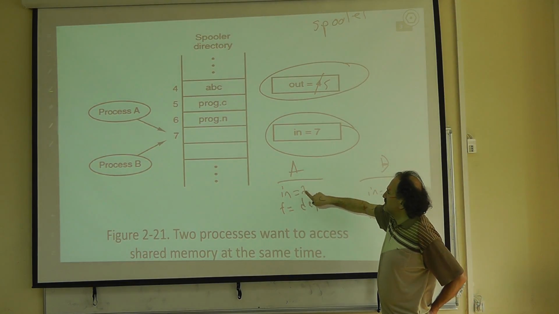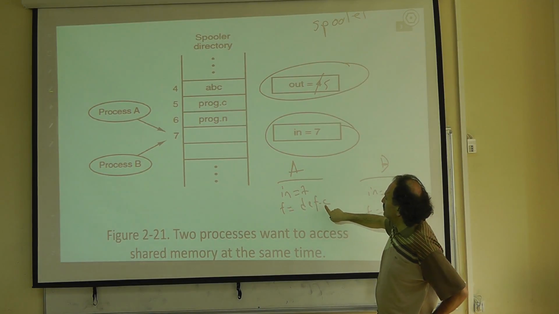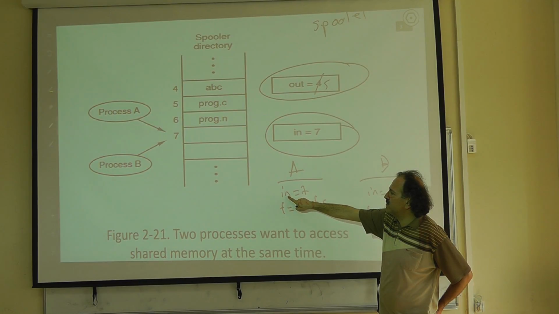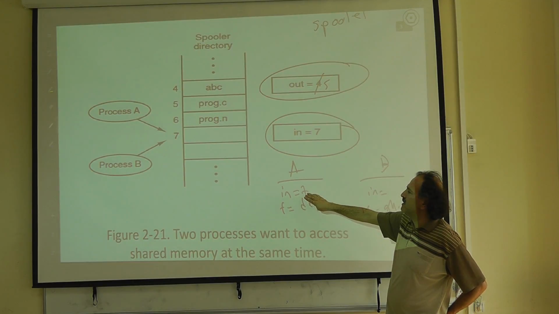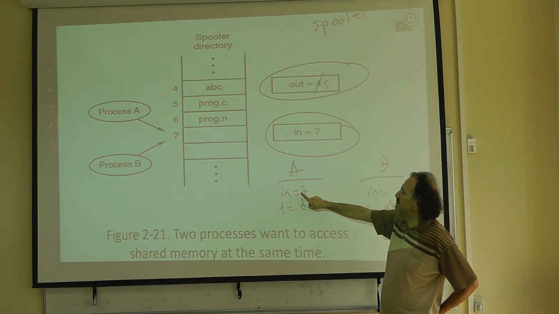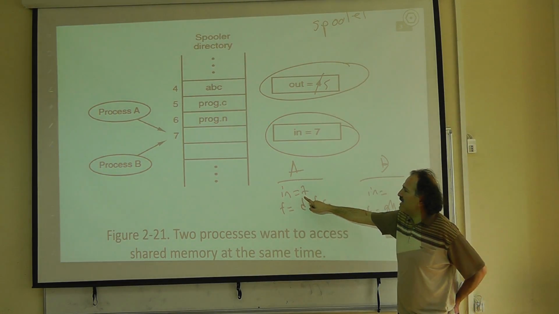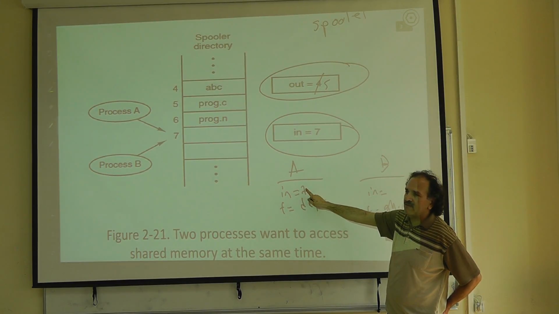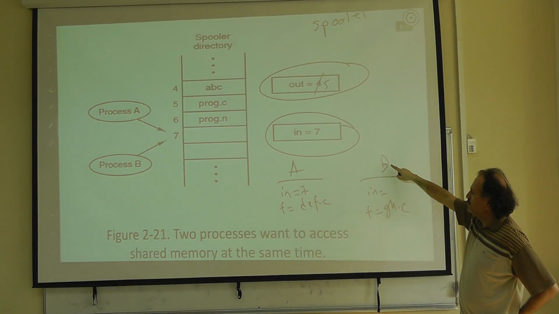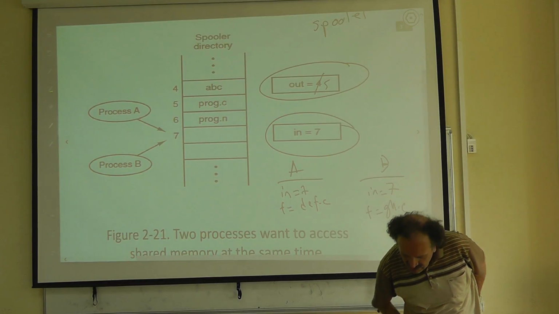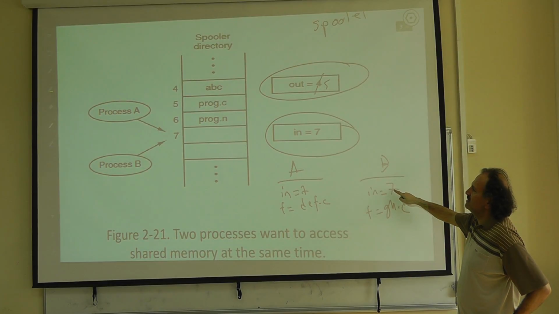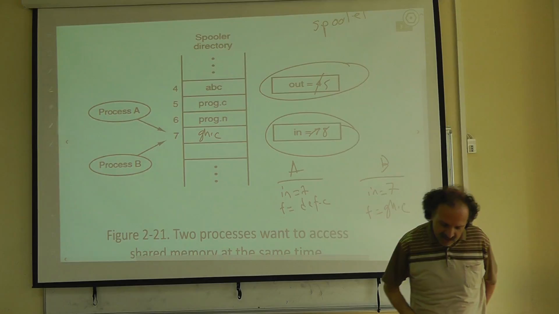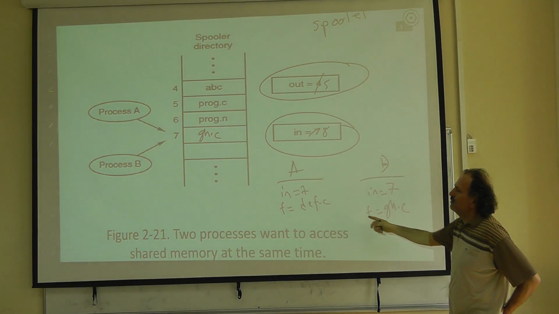Process A reads this number 7, and it's going to make it 8 and put its file name here. But at the same time, this process is running too. When process A read this number 7, the operating system decided that an interrupt occurred and decided to run this process. So process A didn't have the chance to write that number 8 back. It thinks that in is 7 and it's going to continue. In the meanwhile, process B started running and reads it, and it is 7. So process B thinks that in is 7, so it makes it 8. Process A is suspended, and B puts its file name here, gh.c. Then the CPU switches back to process A.